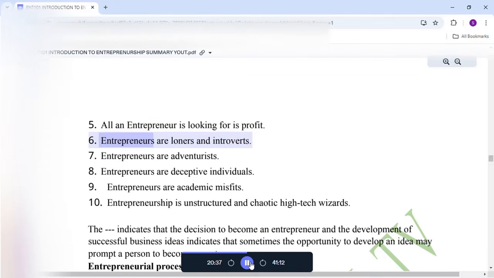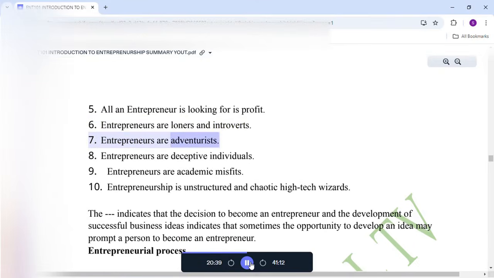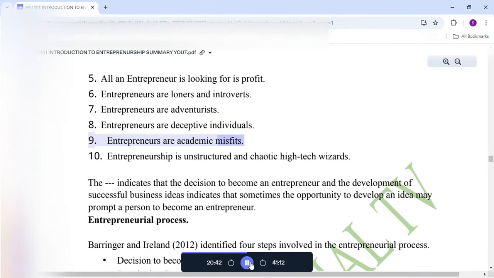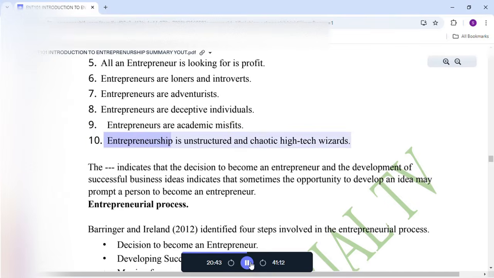6. Entrepreneurs are loners and introverts. 7. Entrepreneurs are adventurists. 8. Entrepreneurs are deceptive individuals. 9. Entrepreneurs are academic misfits. 10. Entrepreneurship is unstructured and chaotic high-tech wizards.